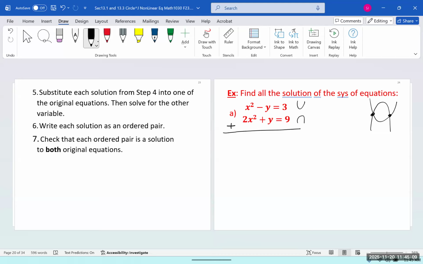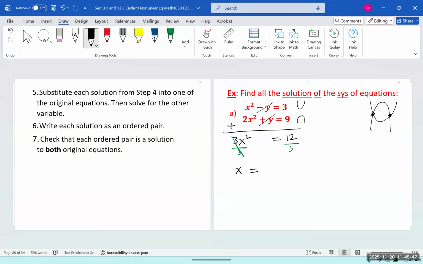If we add the two equations, what happens? We have plus y and minus y, they cancel out. So we eliminated the y. When we eliminate the y, we get x squared plus 2x squared. That gives us 3x squared. And on the other side, you have 3 plus 9, which is 12. And then we just have to solve for x. The two variables turn into one variable equation. We divide by 3.